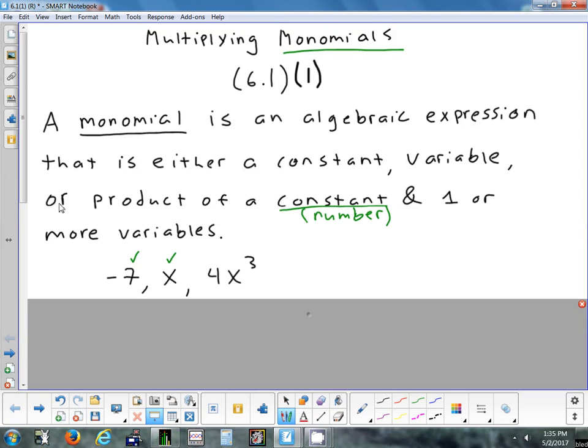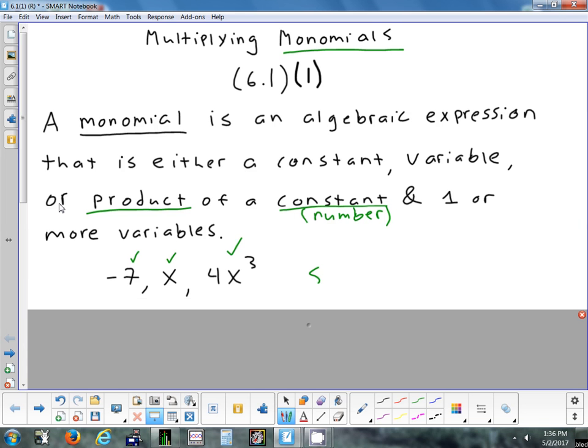Or you can take numbers and letters, and what does product mean? Well, add would be a sum. Multiply. So you can take a number and a letter and multiply them together, and that's also a monomial. Okay? These are all examples of monomials. The only thing you can't do with monomials is add and subtract. If you start putting plus and minus signs in, it is not a monomial anymore.